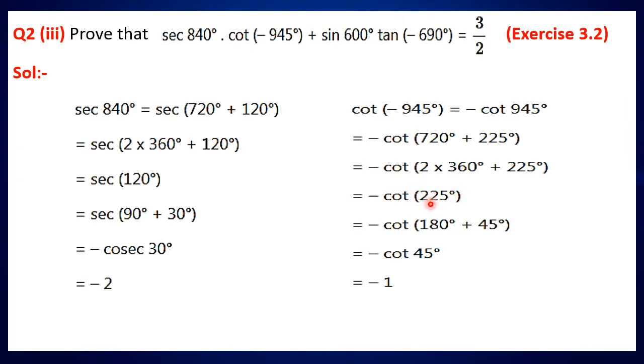Again we can rewrite this 225 degree as 180 plus 45 degree. 180 is even multiple of 90. So the same function will come, and it is in the first quadrant. So cot is positive. So minus cot 45 degree. So cot 45 degree is 1. So minus 1 is the answer.